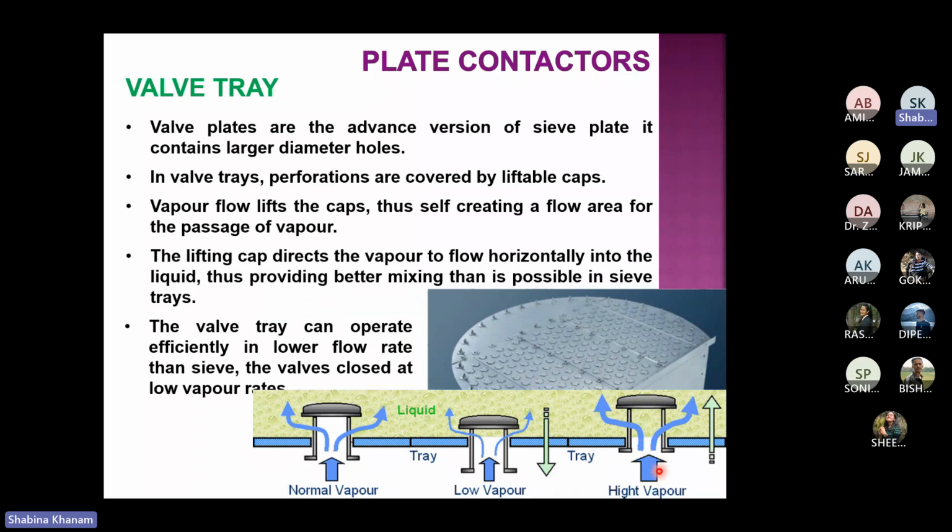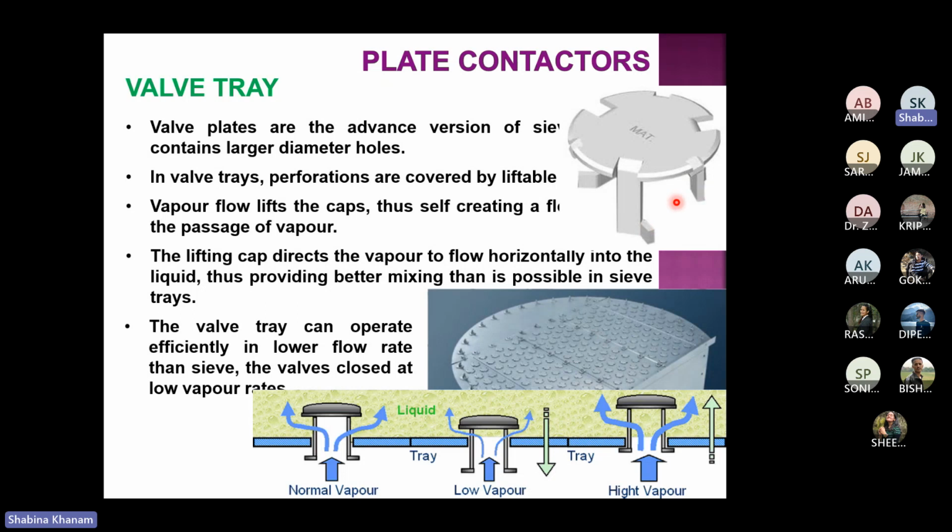Similarly, for high flow rate, the vapor will lift the cap fully, but this cap will stop over here, as you can see in the assembly. Beyond that it cannot be opened. So with very low vapor, the cap will not open up. With very high vapor, the valve will be opened up to its full height, but it does not move up any further.